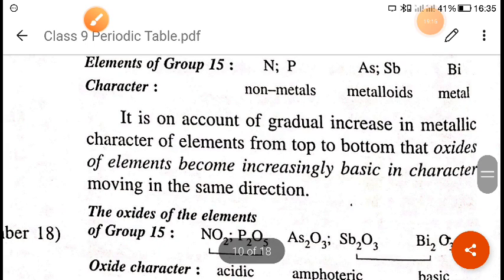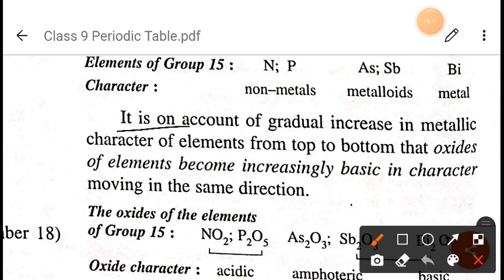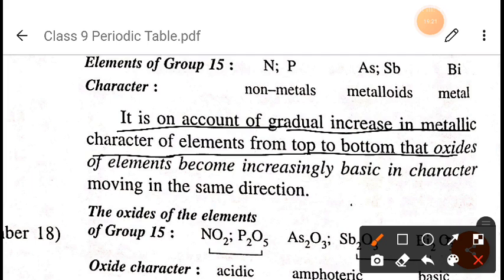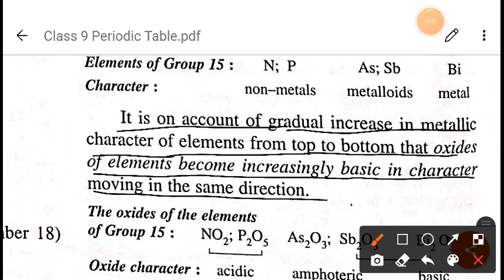Now one more thing is given. It is on account of the gradual increase in the metallic character of an element from top to bottom. The oxides of the elements become increasingly basic in character on moving in the same direction. Means what? As we have seen, when we are moving down the group, metallic character is increasing, right? But when we talk about their oxides, the oxides will become more and more basic as we move down the group.